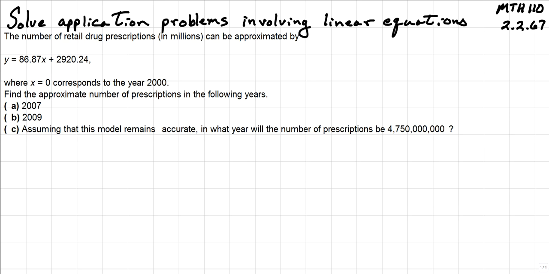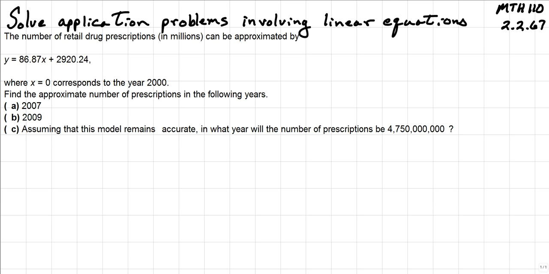The number of retail drug prescriptions in millions can be approximated by y equals 86.87x plus 2,920.24, where x equals 0 corresponds to the year 2000. Find the approximate number of prescriptions in the following years: A, 2007; B, 2009; and finally C says, assuming that this model remains accurate, in what year will the number of prescriptions be 4,750,000,000?